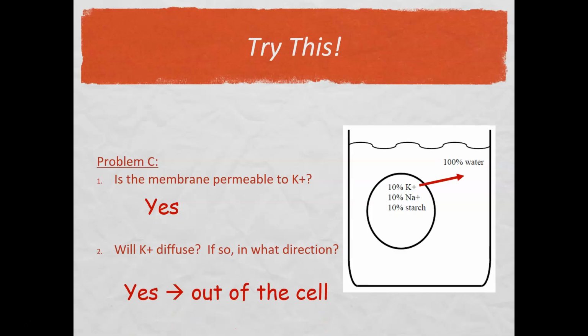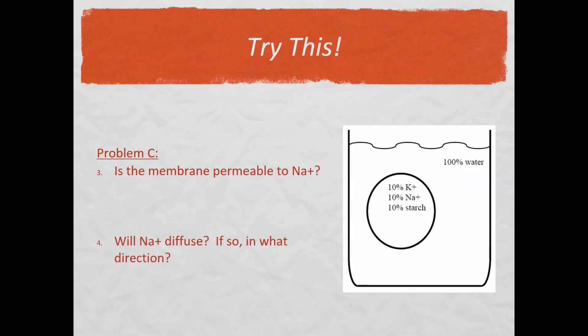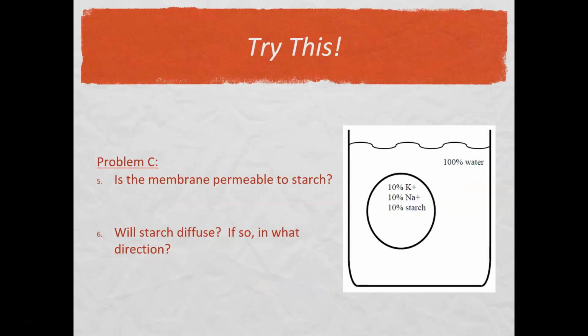So what does that mean? It's going to move out. If I go to the sodium, is it permeable? Yes, it is. And again, 10% inside my cells. There's nothing written outside, so it's understood to be a 0. So once again, the sodium's going to move out as well. Is the membrane permeable to starch? No. So is it going to diffuse? Doesn't really matter what the percentages are because the starch can't go across the membrane.